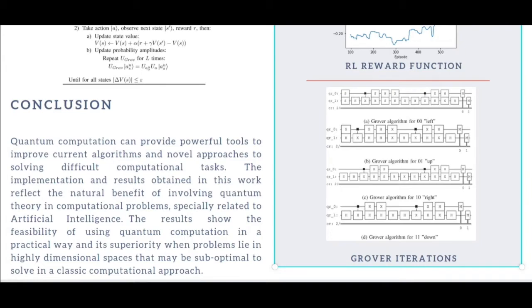Given the results of the experimentation, we can conclude that quantum computation can provide powerful tools to improve the current algorithms and novel approaches to solving difficult computational tasks. Implementation and results obtained in this work reflect the natural benefit of involving quantum theory in computational problems, especially related to artificial intelligence. The results show the feasibility of using quantum computation in a practical way and its superiority when problems lie in highly dimensional spaces that may be suboptimal to solve in a classical computational approach.